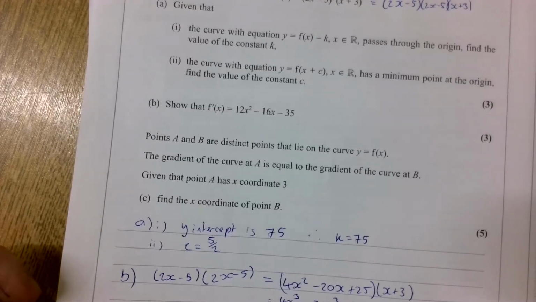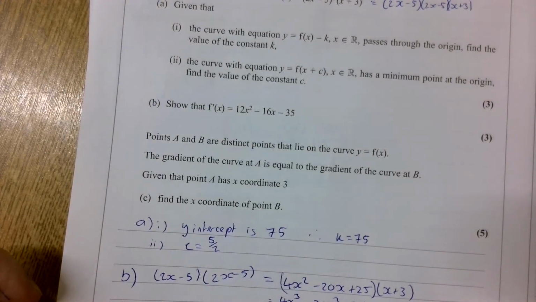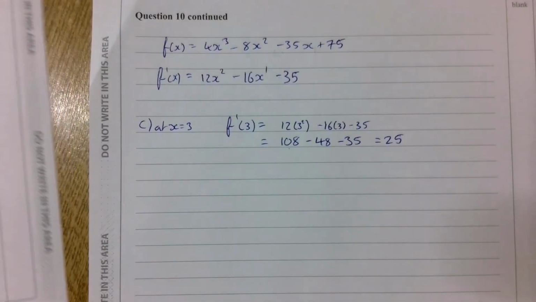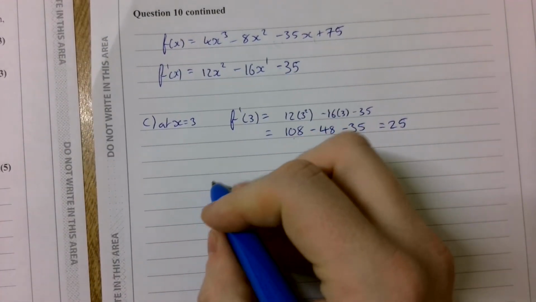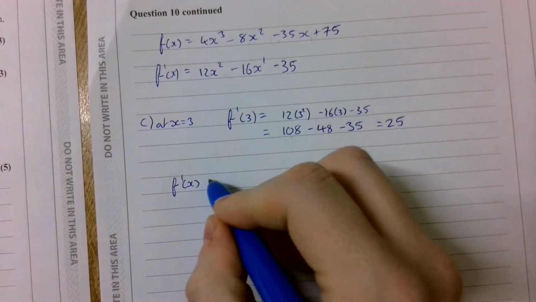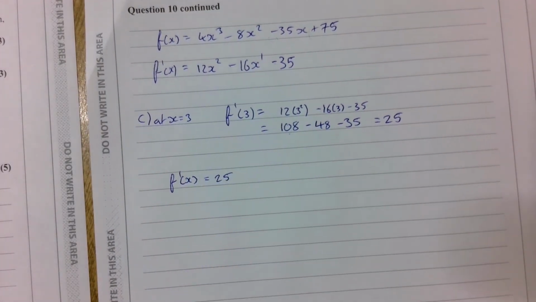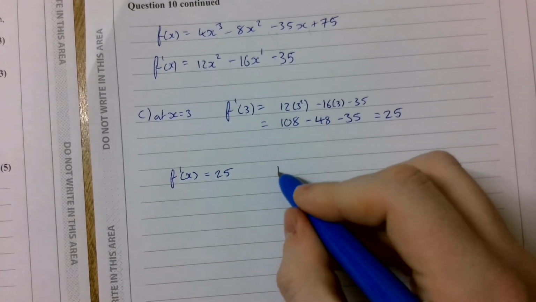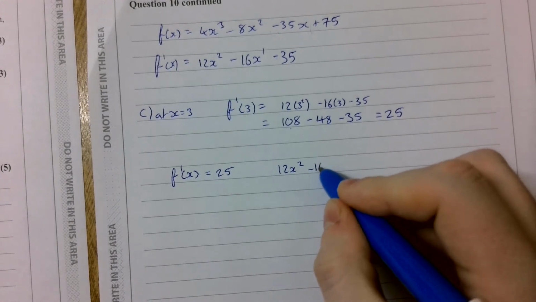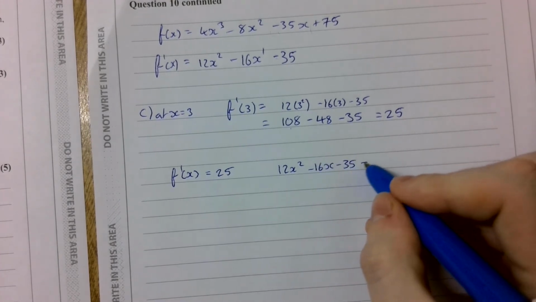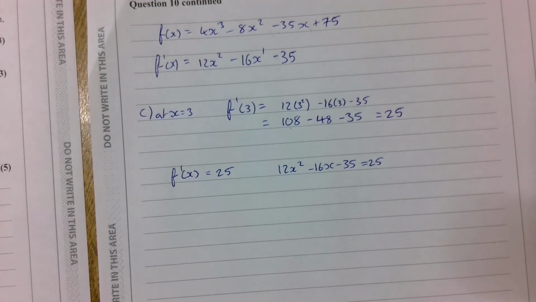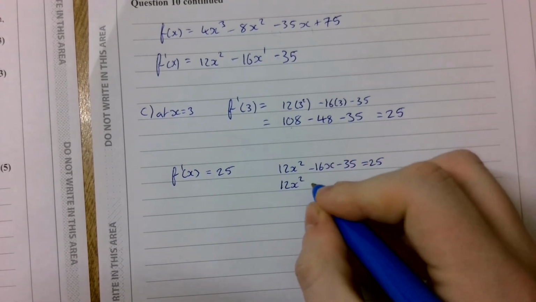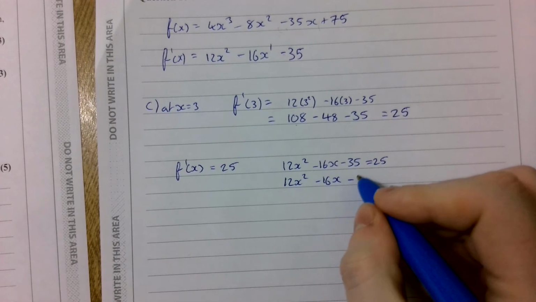Coming back to the question now, it says this is equal to the gradient of the curve at B. Okay, so I'm going to let f dashed of x equal 25, because the gradients are the same, and we know the gradient at A is 25. So now I've got 12x squared take away 16x minus 35 equals 25. So I'm actually now going to solve another quadratic. So I'm going to make it equal to 0 and just give myself 12x squared minus 16x minus 60.